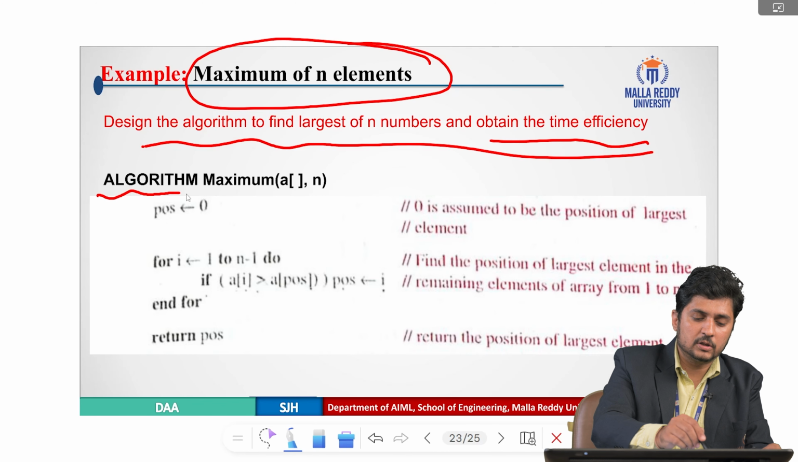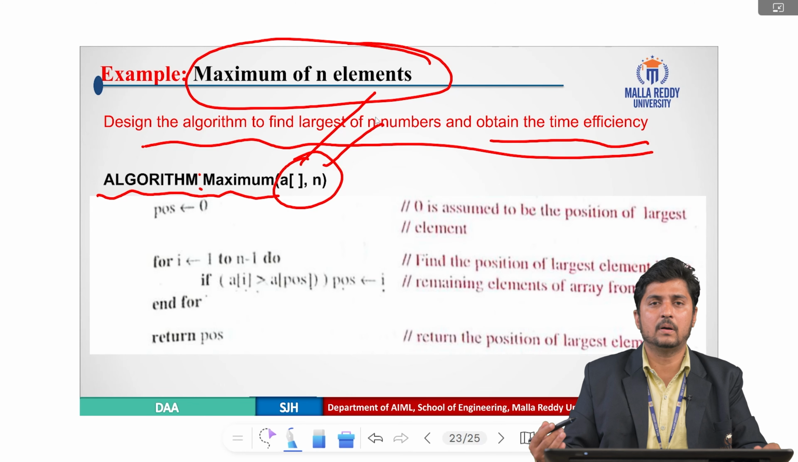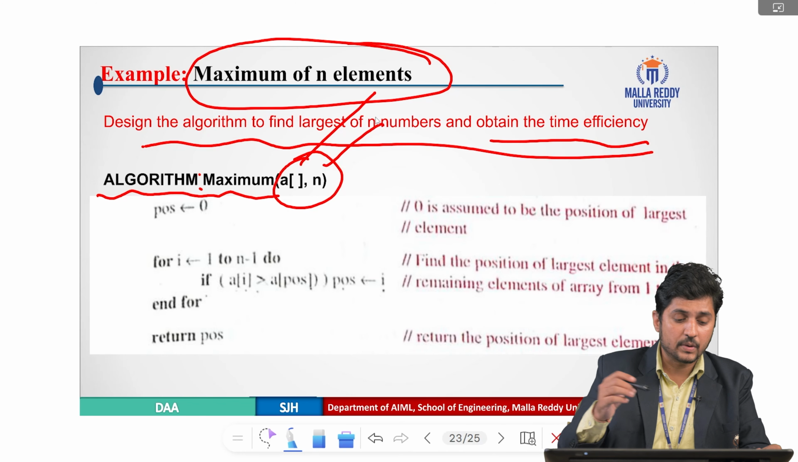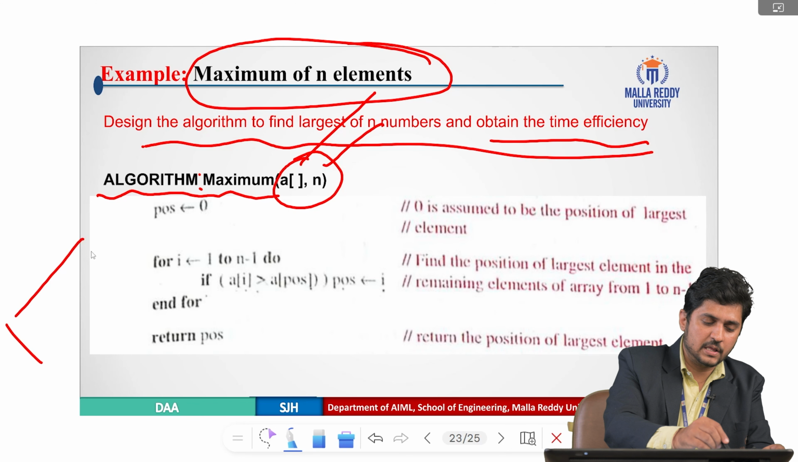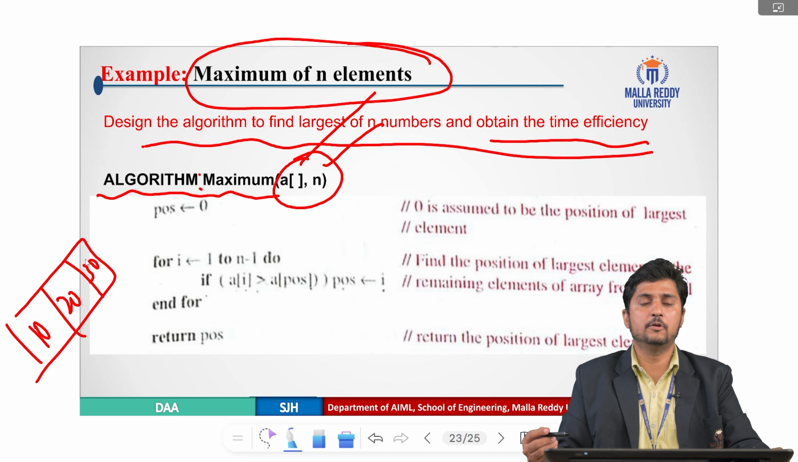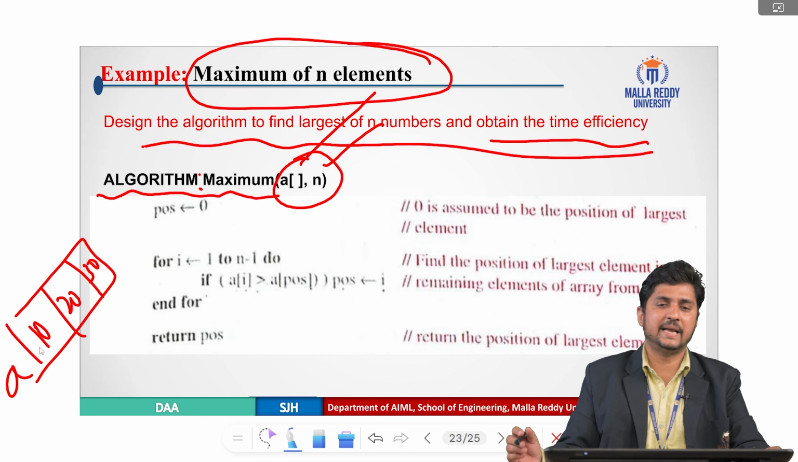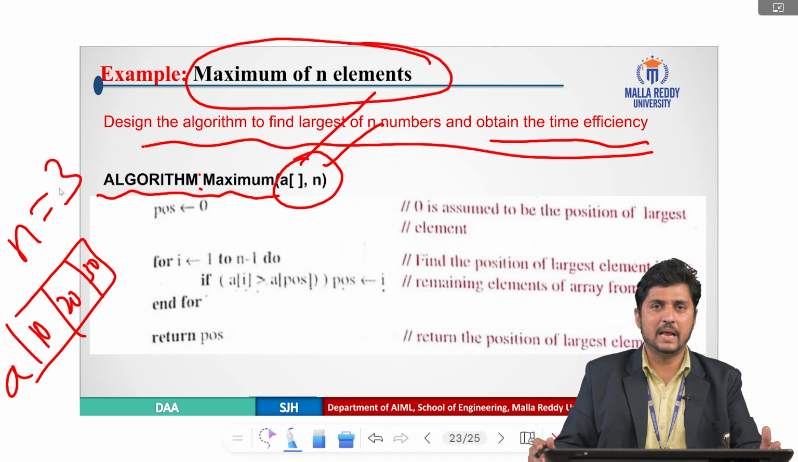This is the pseudocode of how we are going to write it, and the algorithm name is Maximum, and in that we will have 2 parameters. One is the array and one more is the size, that is n, how many elements we have in that array. If this is our array, say 10, 20, 30, then the array name is A and the size is n, that is 3. In total we'll have 3 elements.